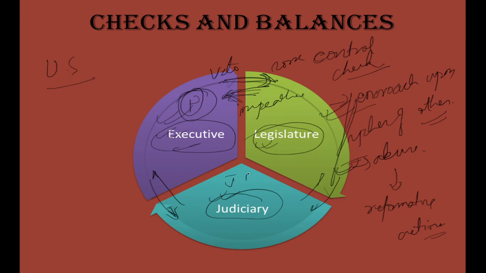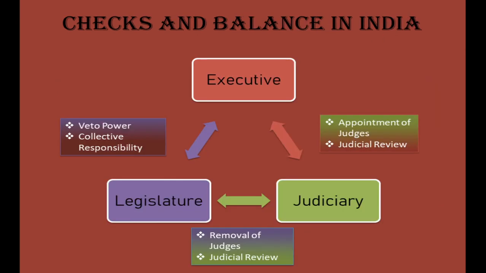Similarly, judiciary through the power of judicial review can check upon the action of executive and the legislature equally. Now the executive appoints the judges, and the legislature can remove the judges, thus exercising control over the judiciary as well. And this is how the doctrine of checks and balances ensures that there is no encroachment or abuse of power. Now let's come to the Indian system of checks and balances.